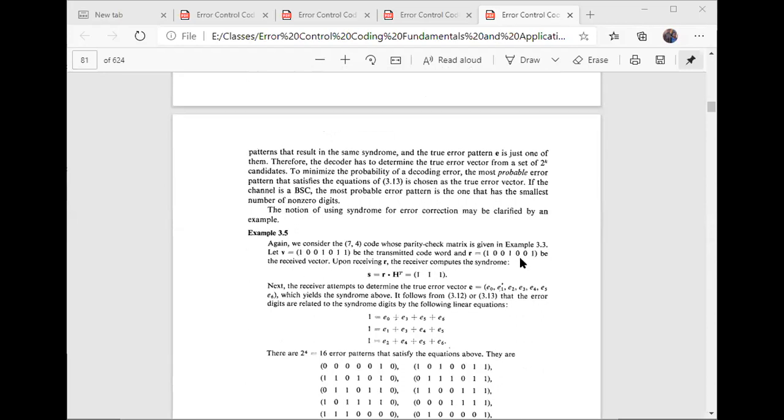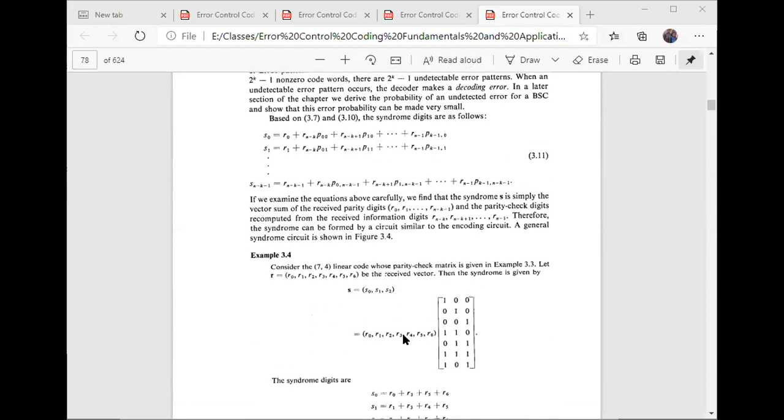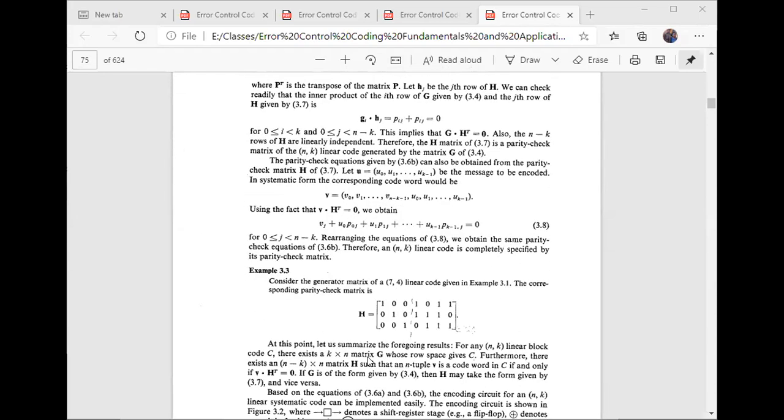Where is the error? Error in the 1, 2, 3, 4, 5, 6th bit position. Error in the 6th bit position. Now look at the parity check matrix. I think example 3.3. This one, same parity check matrix. This is the parity check matrix. 1001011, 0101110, 001011.